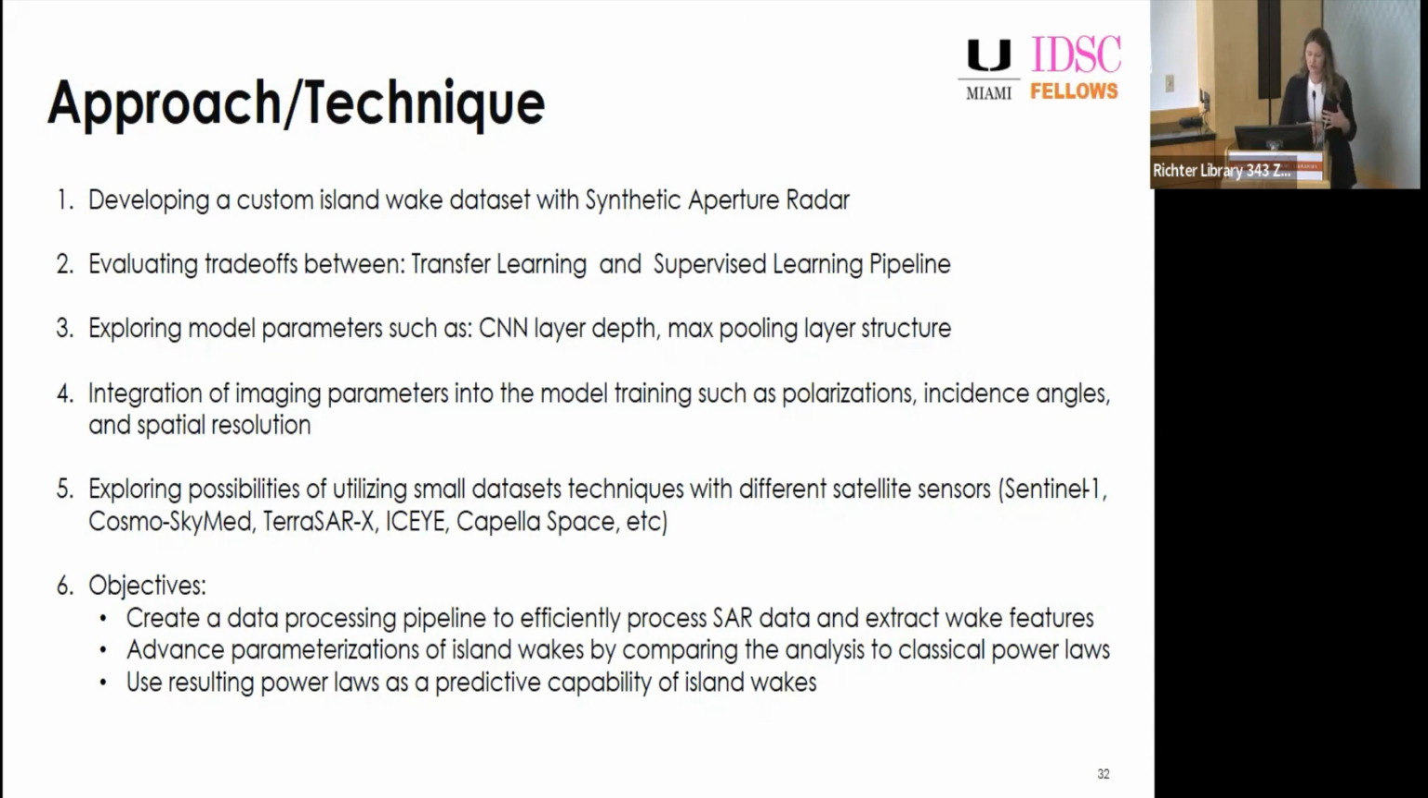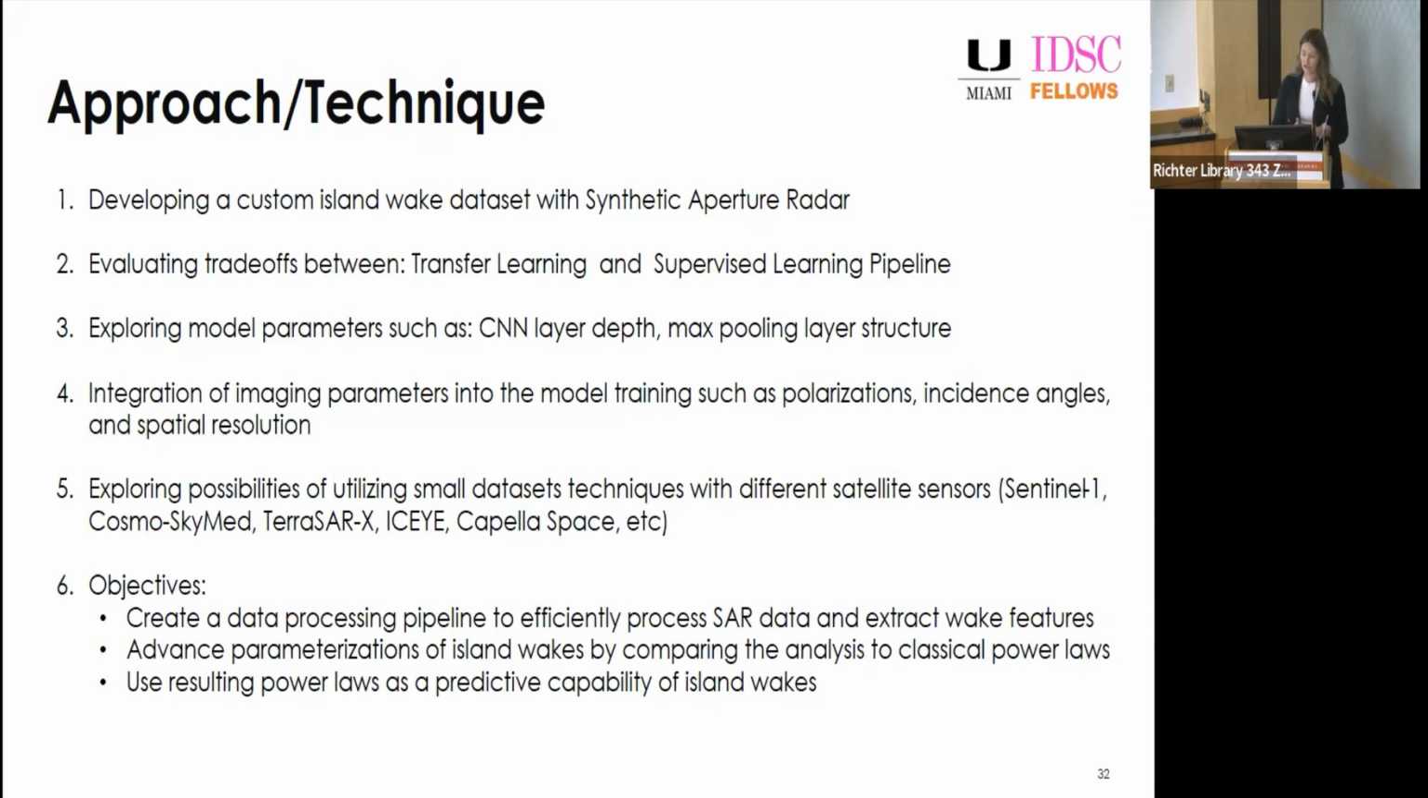evaluating trade-offs between transfer learning and supervised learning, where I've already understood that transfer learning is good in the sense of optical, but maybe not the best for SAR. And then exploring model parameters, where a lot of papers with SAR data love to look at the max pooling layer, specifically because SAR data has inherent speckle noise within it. And also looking at CNN layer depth, and then integration of the imaging parameters. So synthetic aperture radar has different imaging parameters such as polarization, incidence angles, and spatial resolution to maybe integrate into my models. And then lastly, exploring small data set techniques with different satellite sensors.